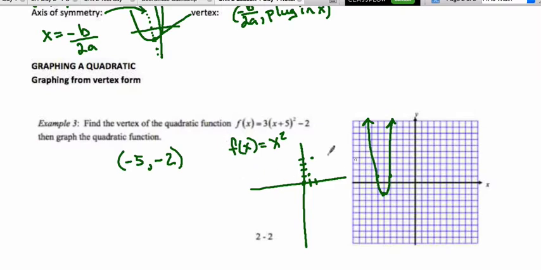Okay, so we graphed it. First we had to have a vertex, and then we kind of needed to know what that shrink or stretch looked like and whether it opened up or down. And since this is positive, it is going to open up.